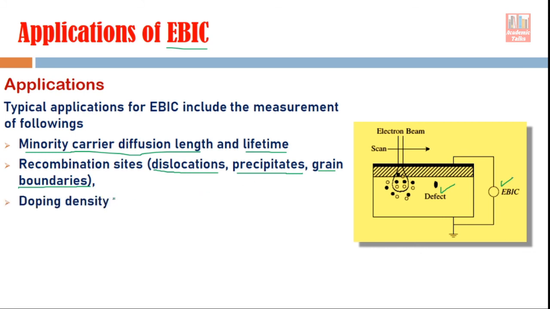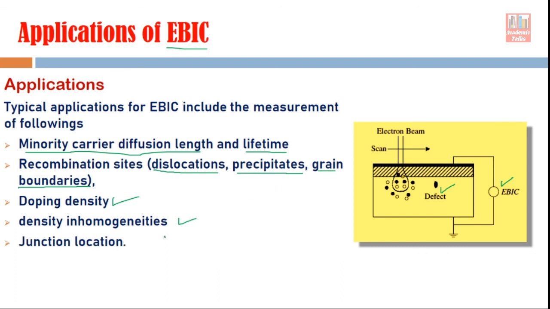Doping density can also be detected, because the current depends on the doping density. So, doping density information can also be collected using this technique. Density inhomogeneities can also be detected, because if the density is inhomogeneous as we move in the xy plane, the number of electron hole pairs generated by interaction with the electron beam will fluctuate, and so the current will also fluctuate. Whatever fluctuation is there in the current is a measure of density inhomogeneities.